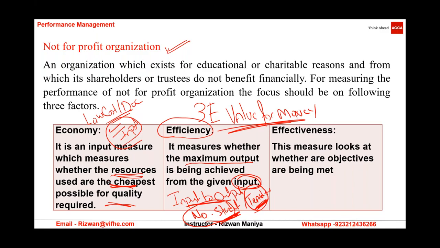So the number of patients seen by the doctor is again what? Efficiency. That is how many patients the doctor has seen. So this is efficiency. Then comes effectiveness.